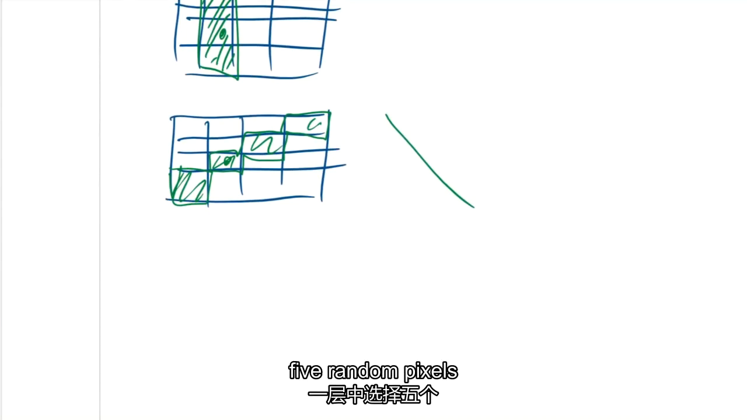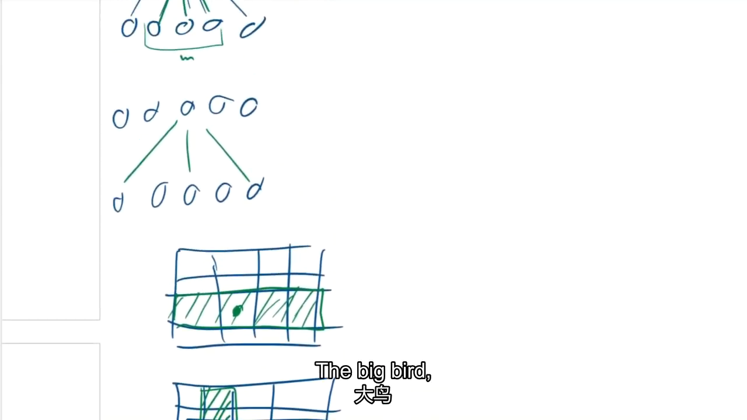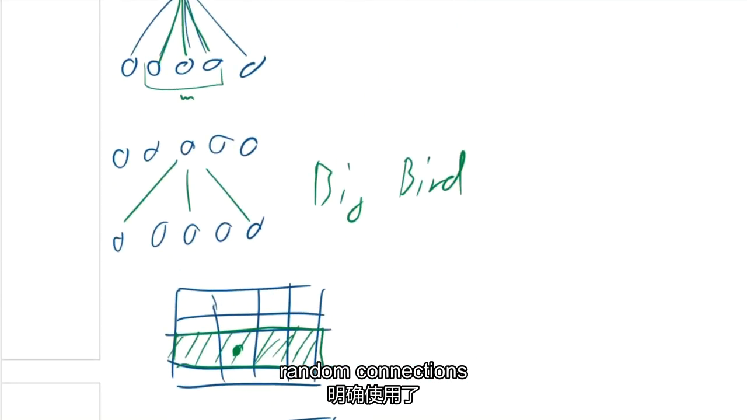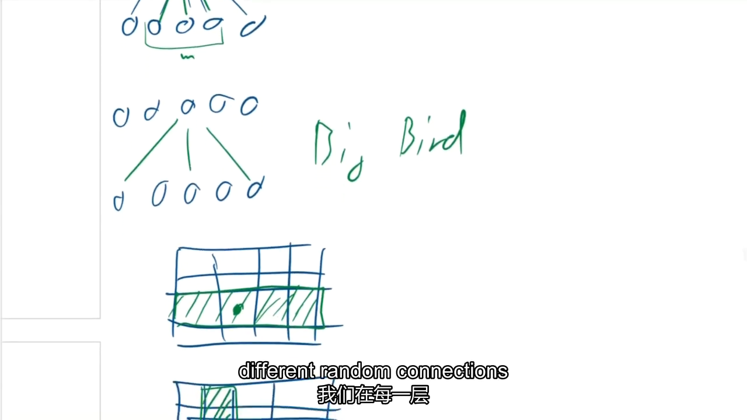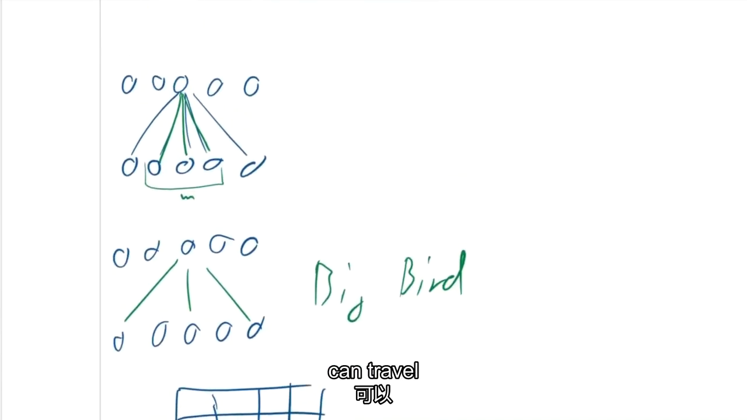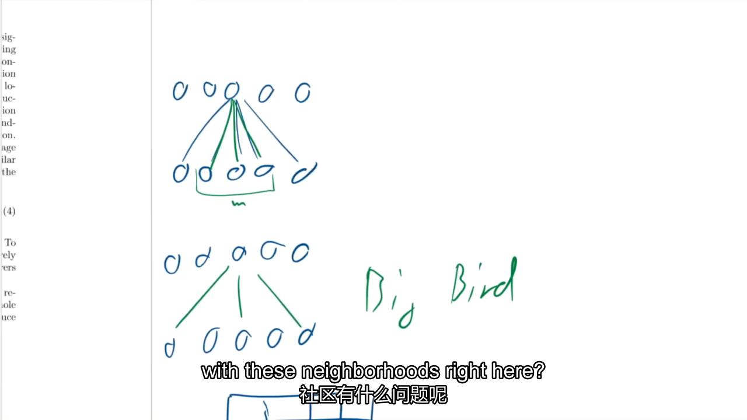I just choose 5 random pixels in this layer and 5 random pixels in the next layer, and that would work as well. We've already seen this in this paper called Big Bird. Big Bird explicitly used random connections in the attention mechanism. And their argument was, well, if we use different random connections in each layer, then information can travel pretty fast through the network.